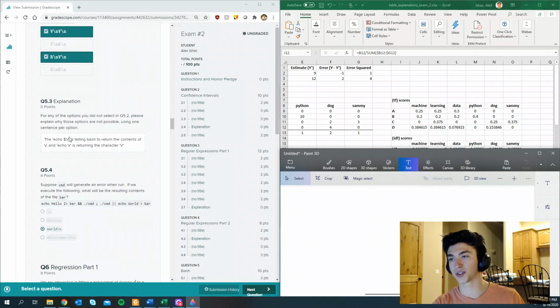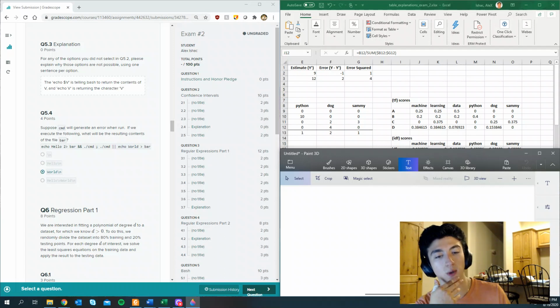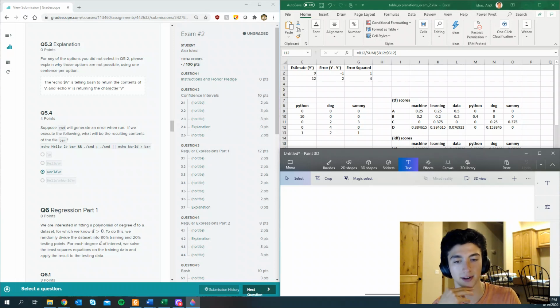5.4, because we're skipping 5.3, which is an explanation. Suppose a command will generate an error when run. If we execute the following, what will the resulting contents of the file bar be? And the answer is world \n, which is C in this case. An important note to make is the function of the double ampersand operator, which works as a short circuit operator.